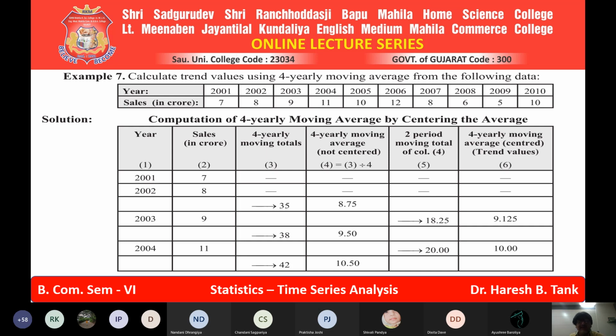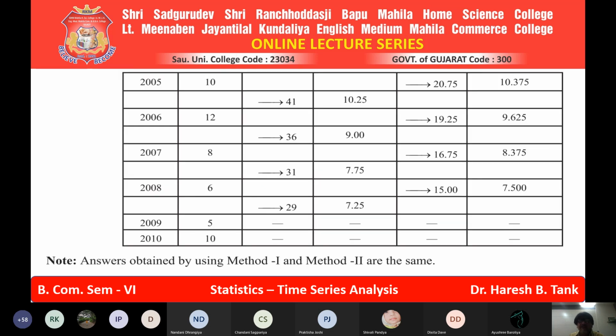Similarly, 9.5 plus 10.50 becomes 20. It should be written in between 9.5 and 10.5, which is exactly against 2004. Do the same thing for all other entities. This comes to 20.75, 19.25, 16.75, and 15.